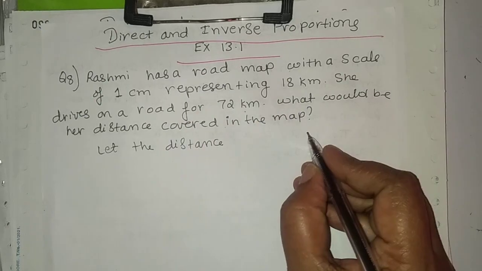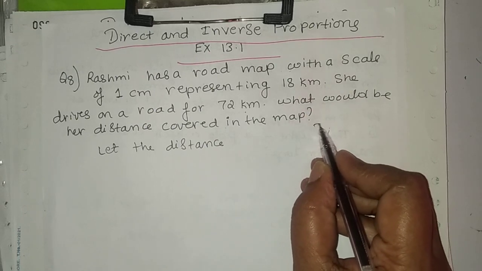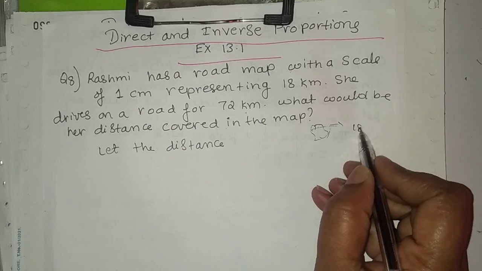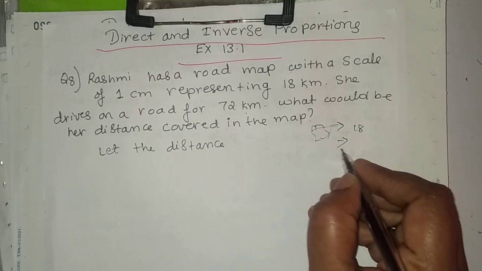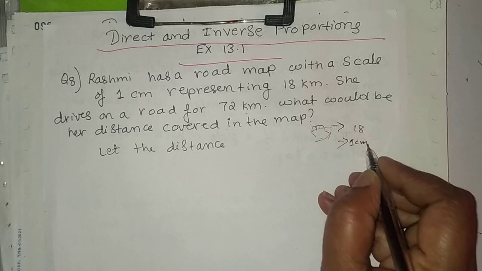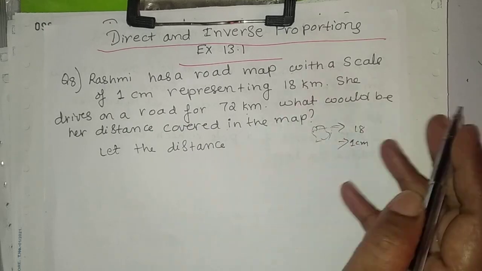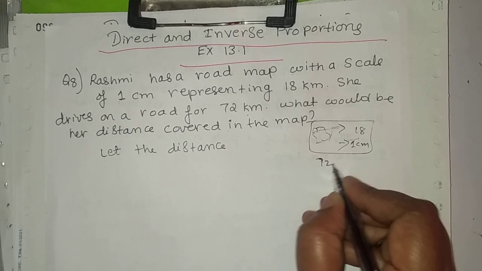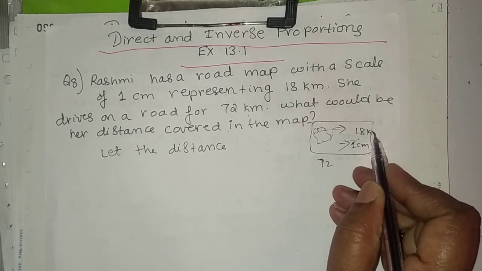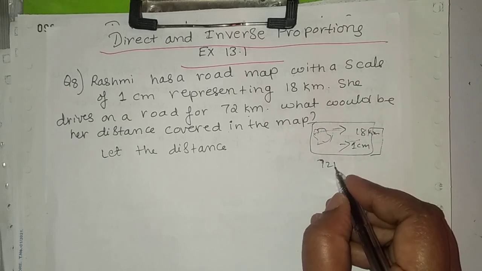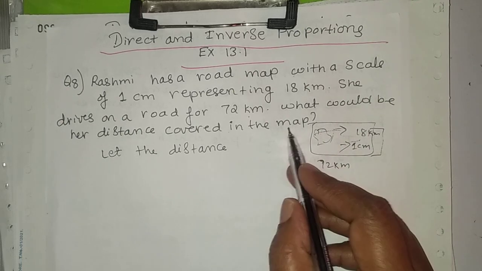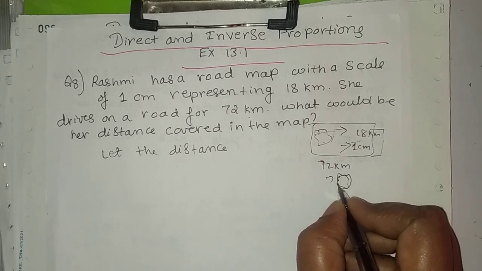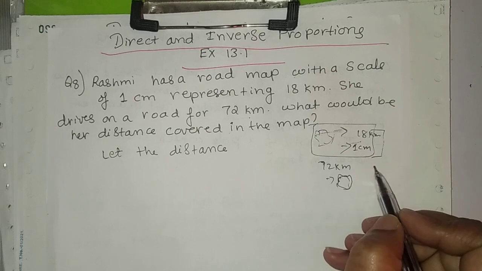So what happens, this Rashmi, she is having a road map. She drives for 18 kilometers. In the map it is shown as 1 centimeter. So this is the first case. Then she drives for 72 kilometers. Then what is the distance covered in the map? We have to calculate that.